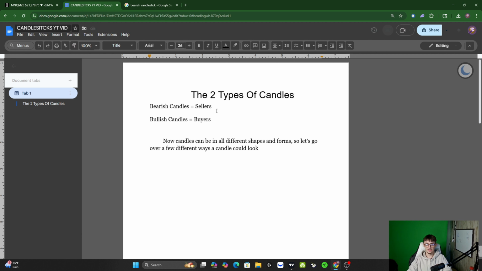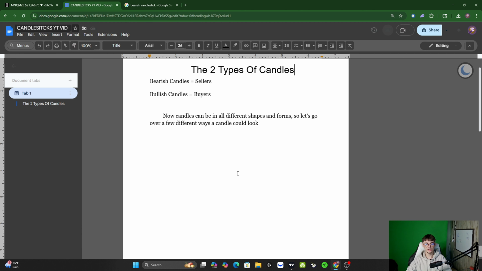When it comes to candlesticks, there's going to be two different types of candlesticks within a market. There's going to be bearish candles and there's going to be bullish candles. Bearish candles are sellers, bullish candles are buyers. Candlesticks are simply representations of buyers and sellers within the market. So an up candle is a representation of buyers, a down candle is a representation of sellers in the market.